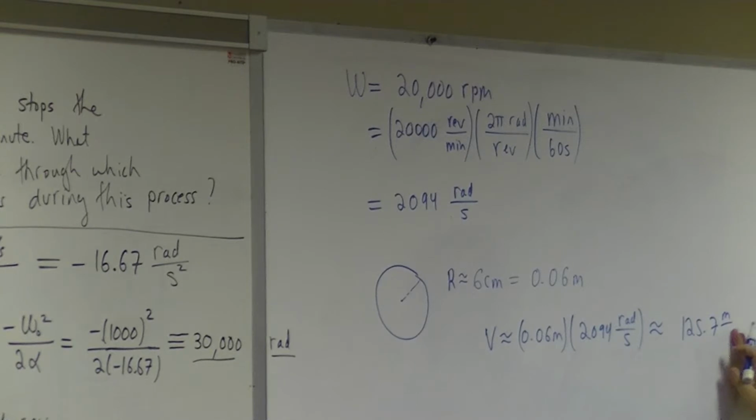Do you guys remember the conversion to miles per hour? I think it means more if we put it in miles per hour. 3,600 is the number of seconds in an hour, and 1,609 is the number of meters in a mile. What do we got? 281 miles per hour. Oh wow.